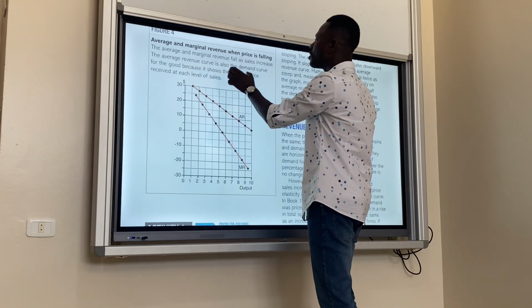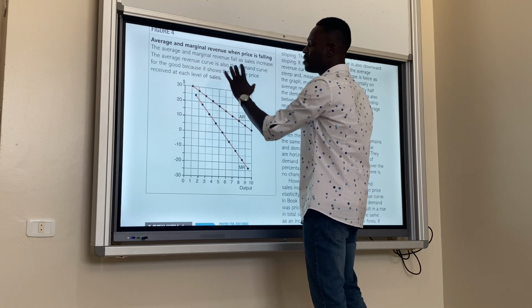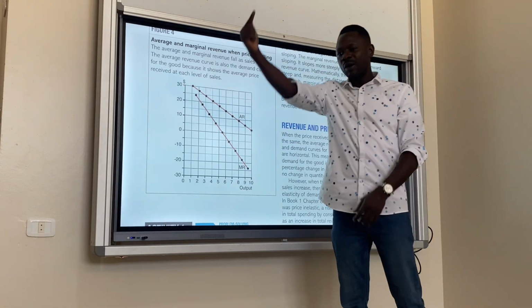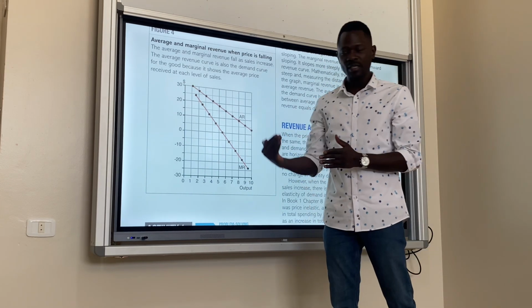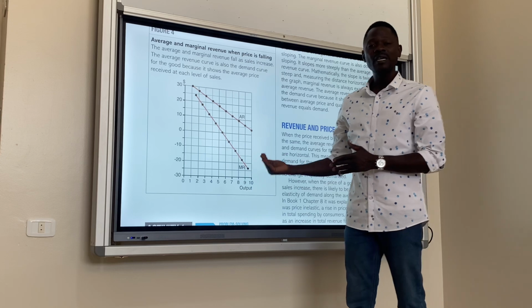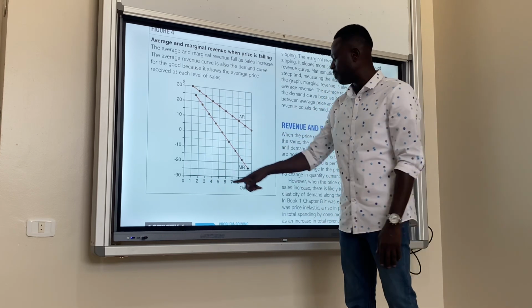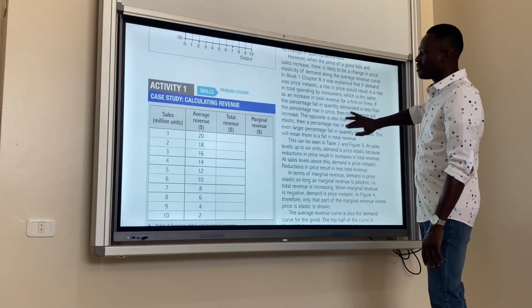The average and marginal revenue fall as sales increase. The average revenue curve is also the demand curve for the good because it shows the average price received at each level of sales. We have to remember that the demand curve is always a downward slope. So that is the same situation here. When the price starts falling, the average revenue and the marginal revenue will also start falling. And that is when consumers will be willing to buy more. So that is the situation here. I think that is all about average cost and average revenue.